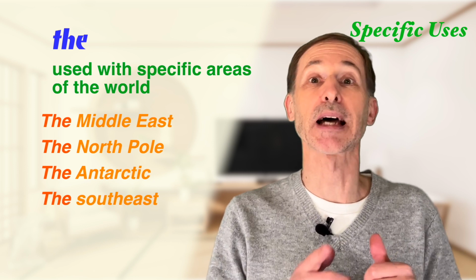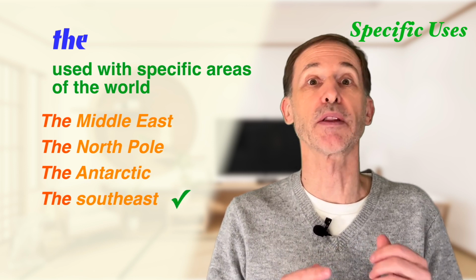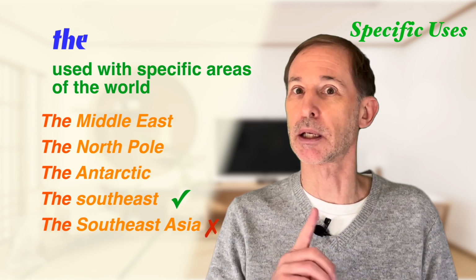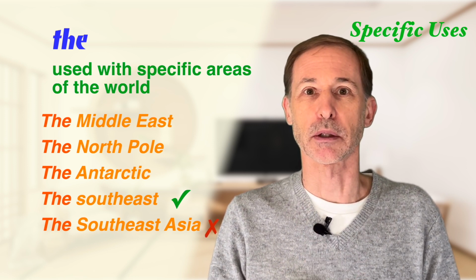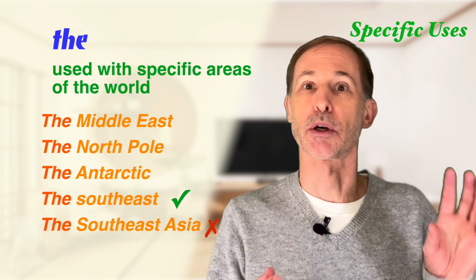But note we don't use this with place names. So, for example, the Southeast would be okay, but the Southeast Asia is not okay. So Asia is the place name, so we don't use the.